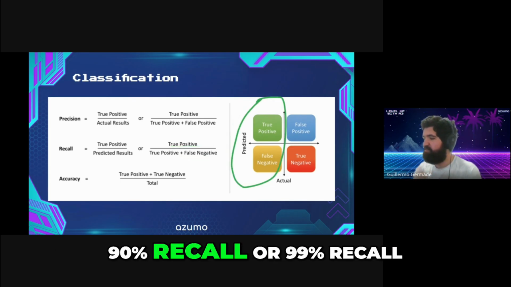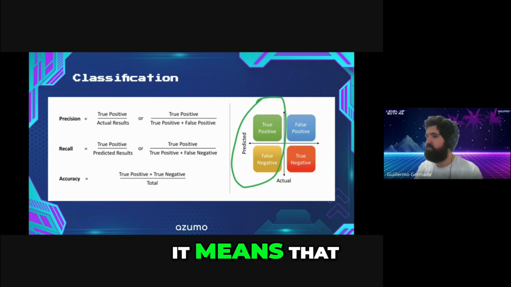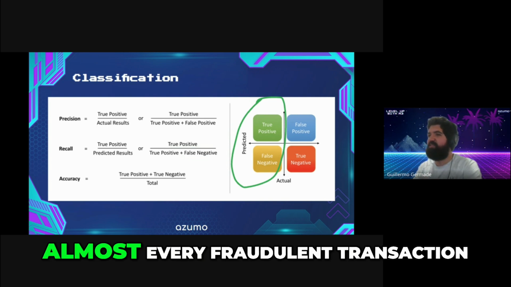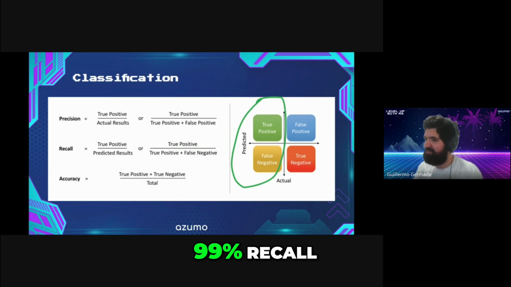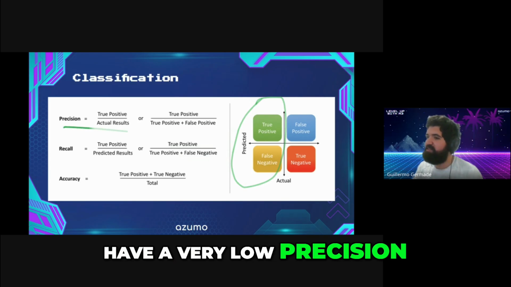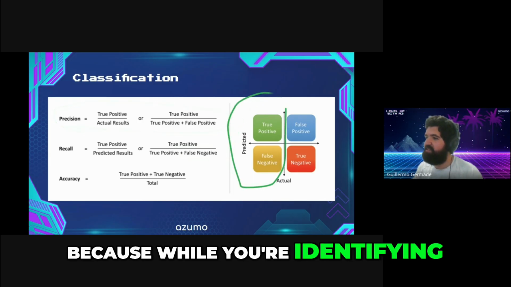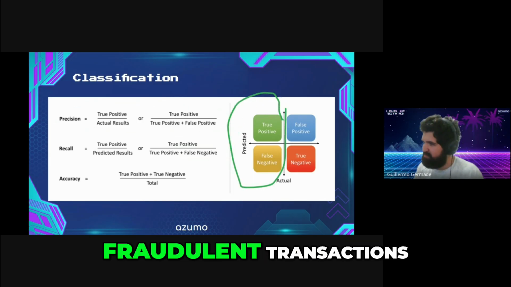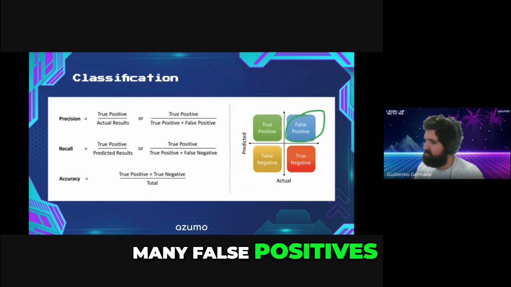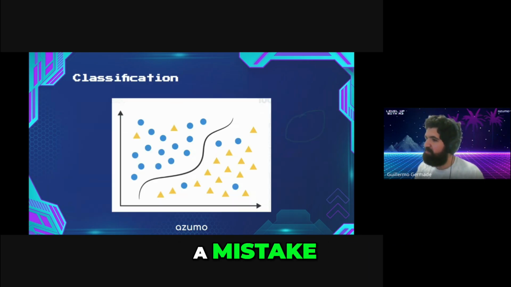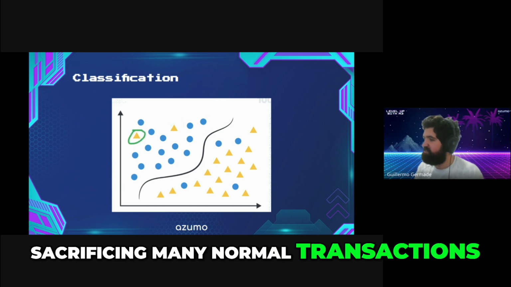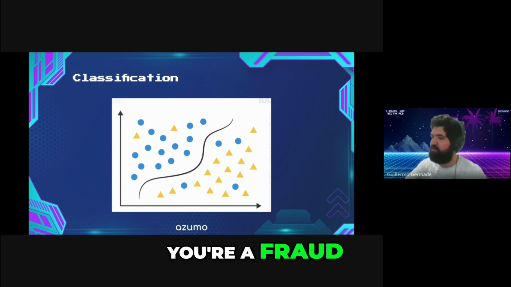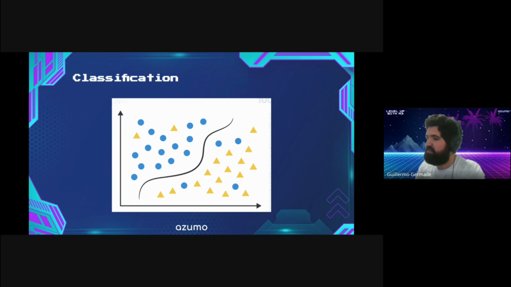If you have a 90% recall or 99% recall, it means that almost every fraudulent transaction you're able to identify correctly. At the same time, if you have a 99% recall, you're very likely to have a very low precision, because while you're identifying all of the true fraudulent transactions, you're probably also making many false positives. You're also sacrificing many normal transactions that you're calling a positive, a fraud, when they're normal.